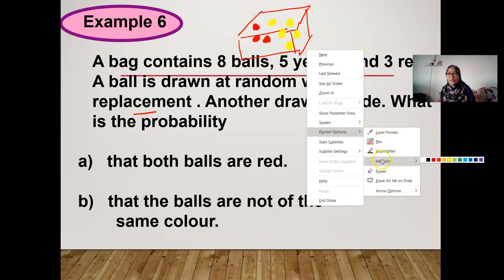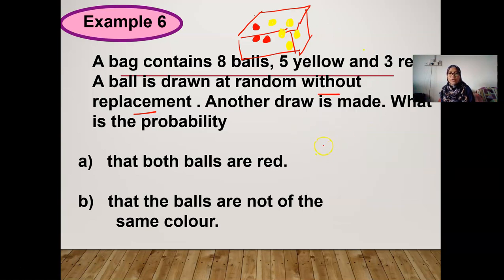So the first one, what is the probability? To make it easy, you draw it in a tree diagram. So first draw, you have red and yellow, right? So it is either a red or a yellow ball. The first probability, when you take out a red ball, is 3 over 8. How about yellow? Yellow will be 5 over 8. Okay, settled for the first draw.